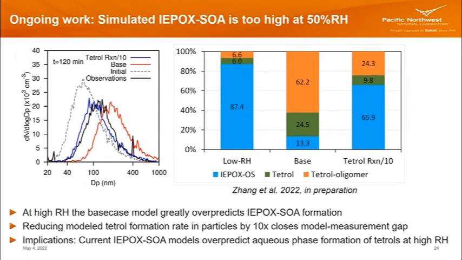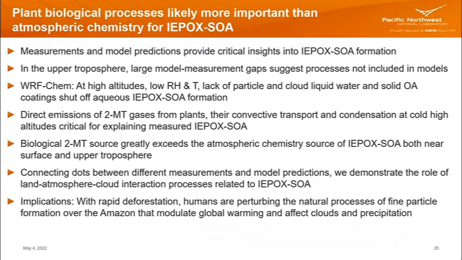So as I mentioned, we had to increase the reactive uptake coefficient of IPOX SOA, but in reality, what we are finding is that at high RH, at 50% RH, even the reactive uptake coefficient should be 10 times lower, not 10 times higher. This is work in preparation, trying to explain single particle measurements at MCL, because at high RH we see that the base case model is greatly over-predicting IPOX SOA. So the measurements are saying you don't have to go higher, in fact you have to go lower. You will see even more gaps between model and measurements if you don't include these direct sources of methyl tetrals. So this is my final slide.